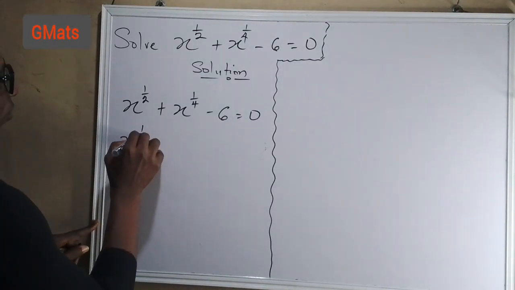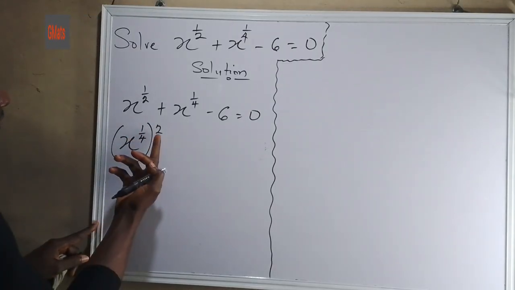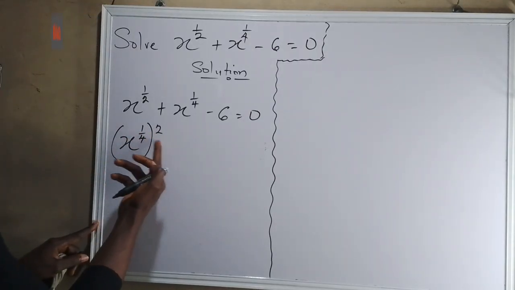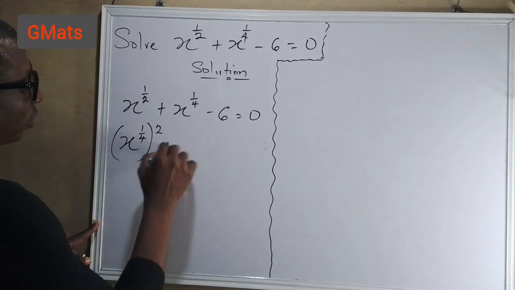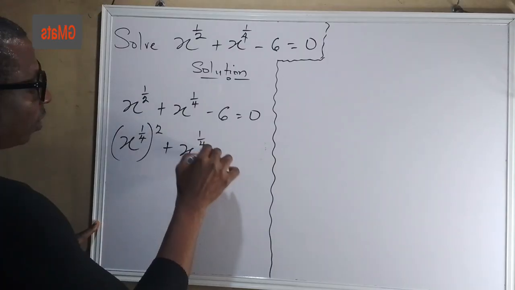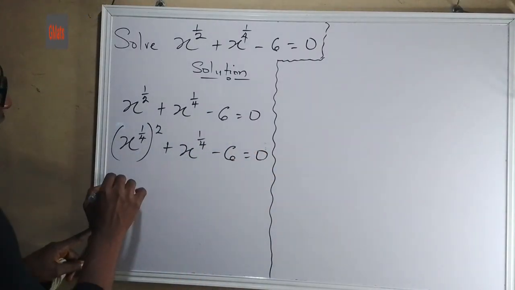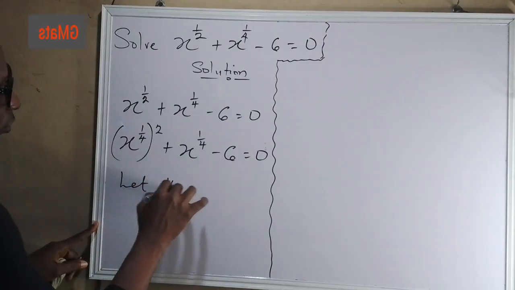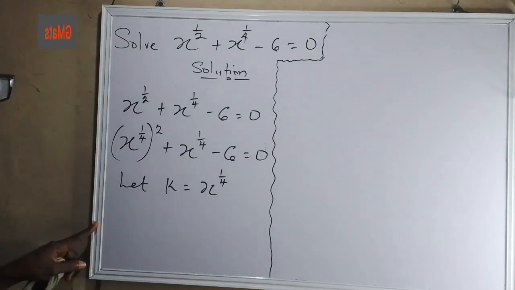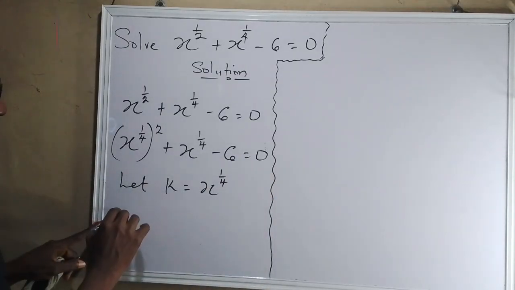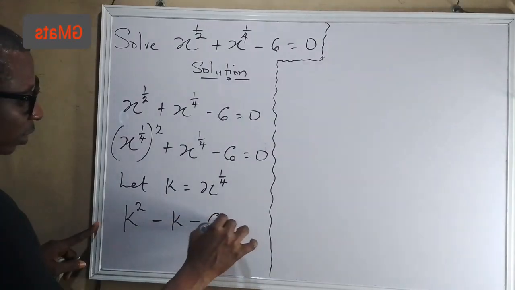x raised to the power of 1 over 4, raised to the power of 2. With your law of indices, these two numbers multiply each other. So when you multiply these together, you have 1 over 2. Plus x raised to the power of 1 over 4 minus 6 equals 0. So you say k is equal to x raised to the power of 1 over 4. So this equation turns to k raised to the power of 2 minus k minus 6 equals 0.